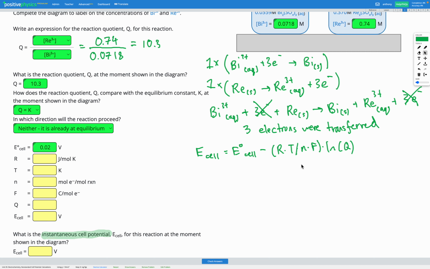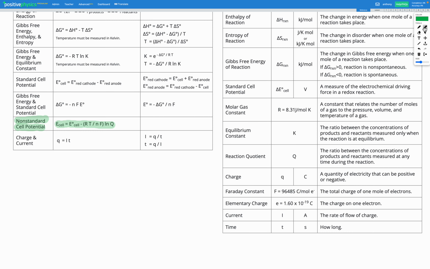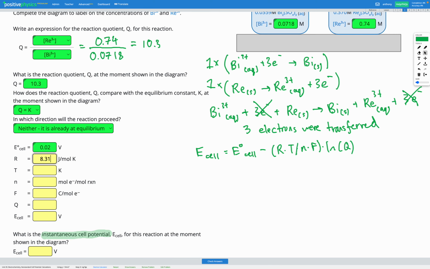R is the molar gas constant. Here is R on our equation sheet. R is 8.31 joules per mole Kelvin. Then we need our T, our temperature. In the question we were told this is happening at 25 degrees C, but we need that in Kelvin. Kelvin is degrees C plus 273. So to get our temperature in Kelvin, we're going to take 25, we're going to add 273, and that gets us 298 Kelvin. So there's our temperature.